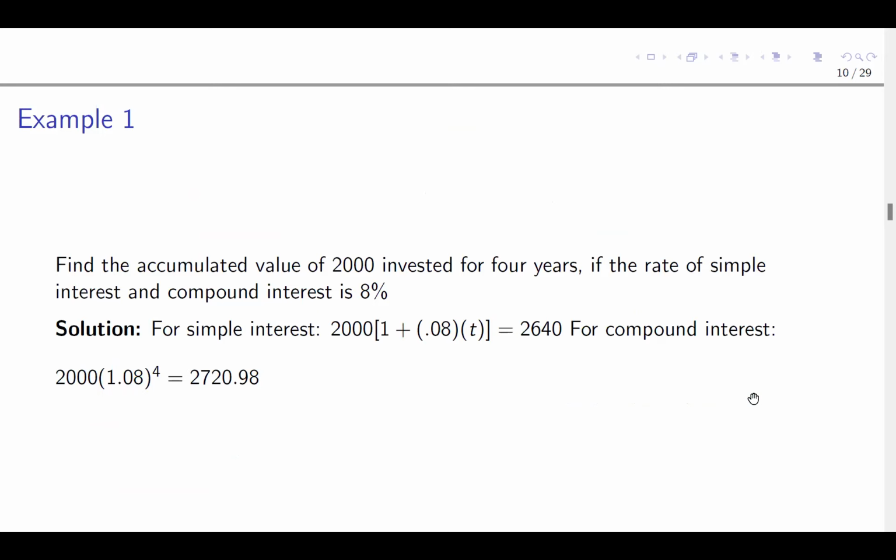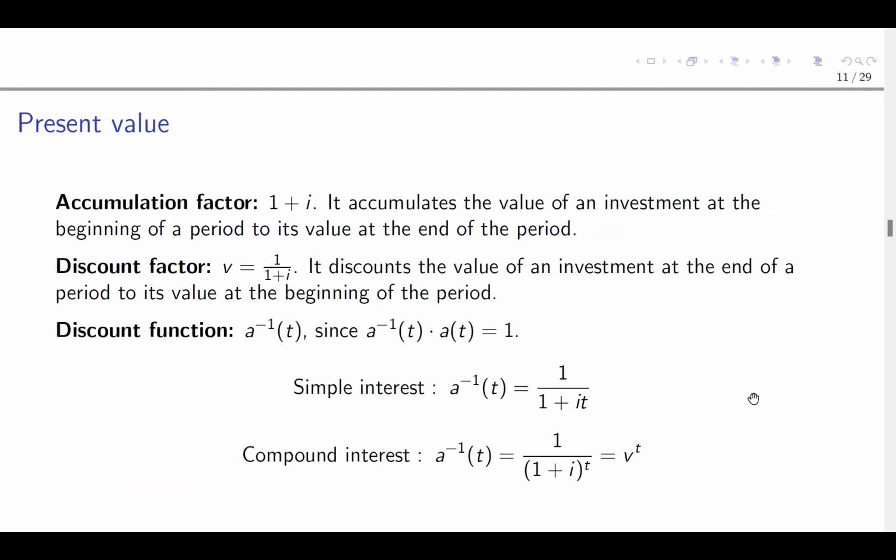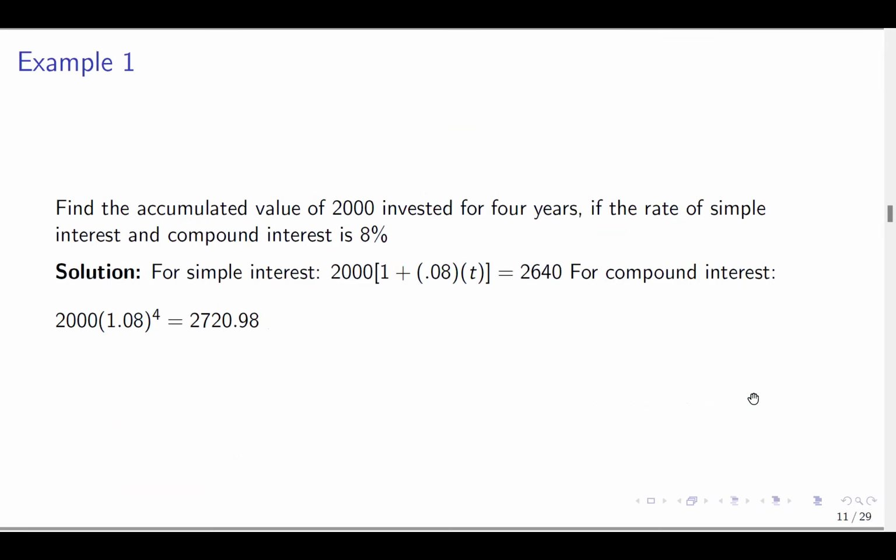Now, as an example, it said find the accumulated value of 2,000 invested for 4 years if the rate of simple interest and compound interest is 8%. So you can try it, but you realize that if you try simple interest using the formula, you put in 4, okay? You get 2,000 times (1 plus 0.08 times 4), and the value is 2640. But for compound interest, you are getting 2,000 times 1.08 to the power 4, which is 2720.98. So you realize that with compound interest over a period of 4, you are earning more than simple interest.